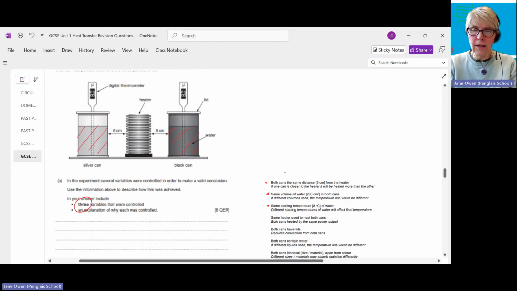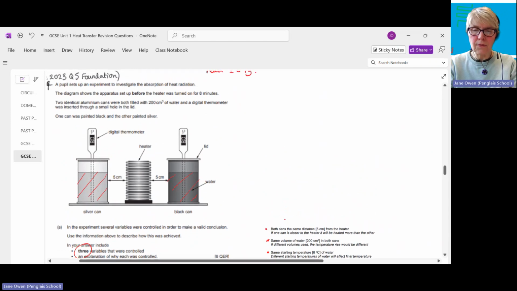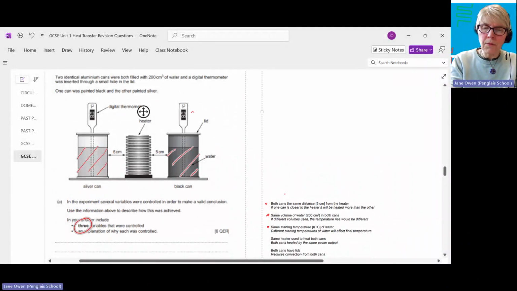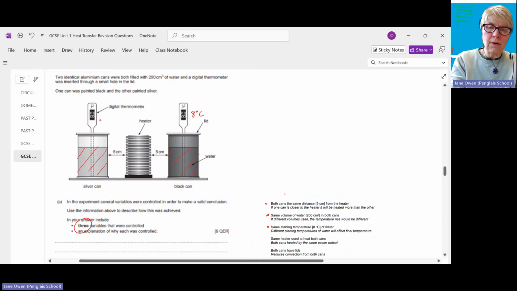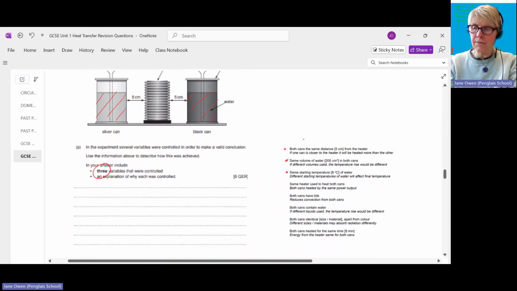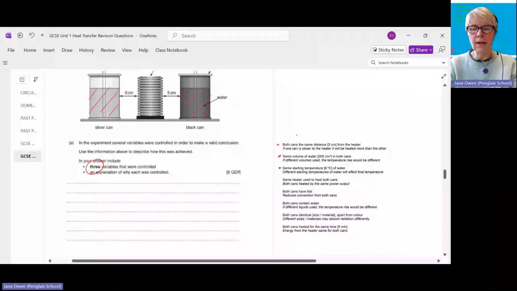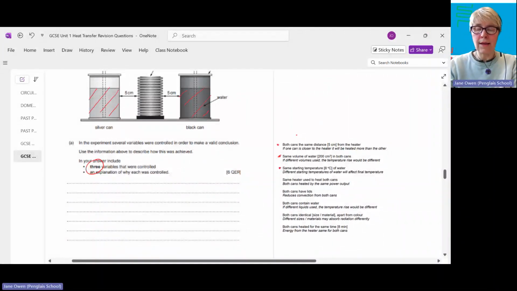8 degrees here. Does it say that anywhere? It doesn't say that. Oh, yes, it does. We can read it from the thermometer here. So 8 degrees there, 8 degrees there. So you're getting the information from the diagram. I didn't see that straight away, but I see it now. So different starting temperatures means that it rises by different amounts, you can't compare it, can you? And you want to be able to directly compare it. And that's 3, but there are more there.